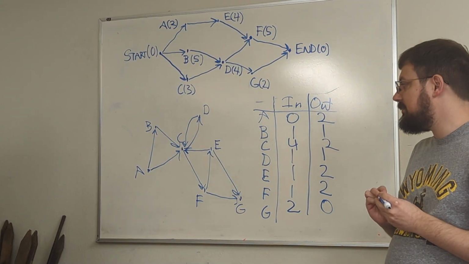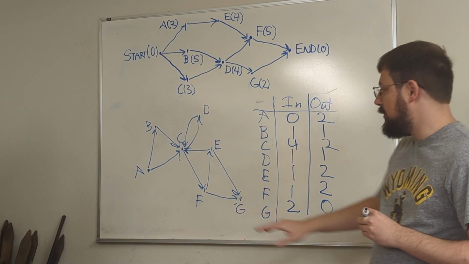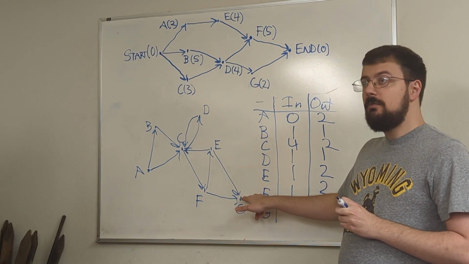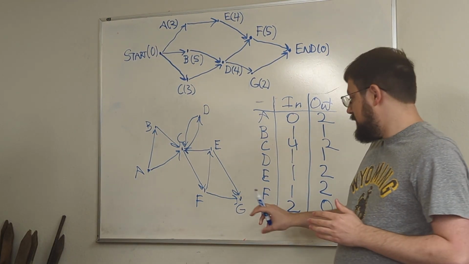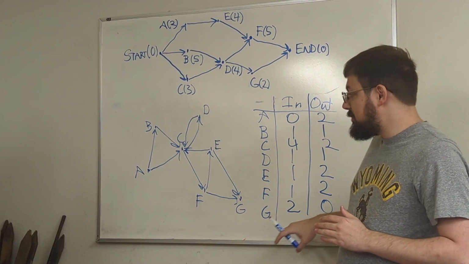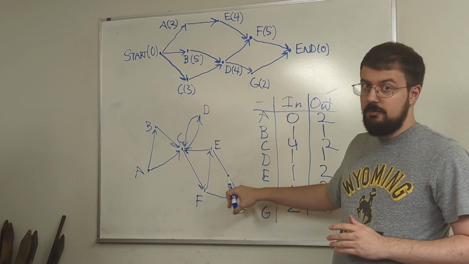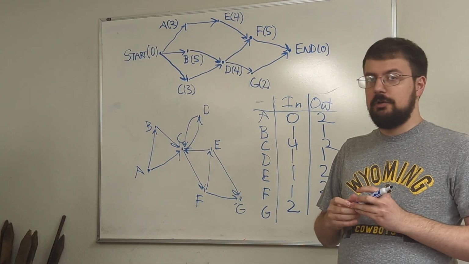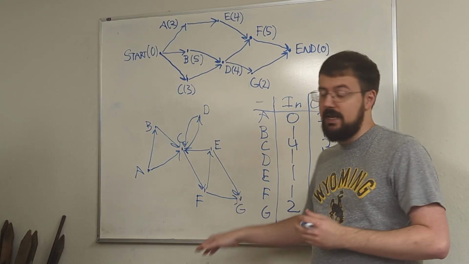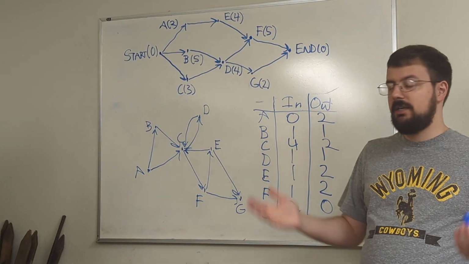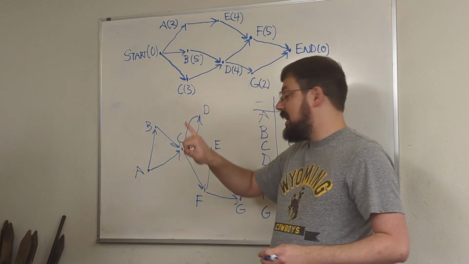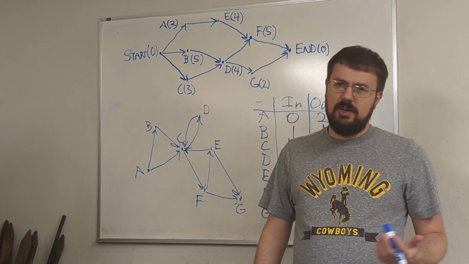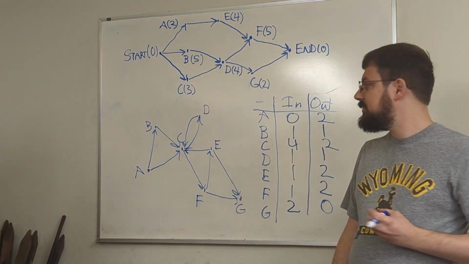So when we have something like this, like vertex G, where we have an out degree of 0, this basically means that G is kind of a dead end. We can't really have cycles that go through G because once you get to G, you can't leave it. So you're not going to be able to get back to your starting vertex. Same thing with A. You can go away from A, but you can't get back to A, so you can't really have cycles that include A.